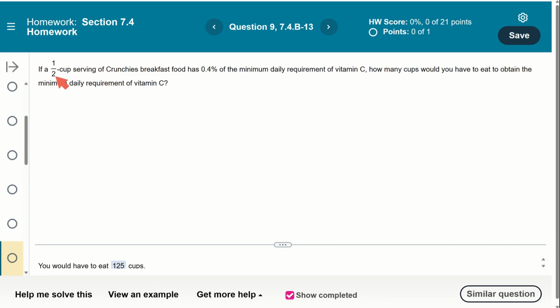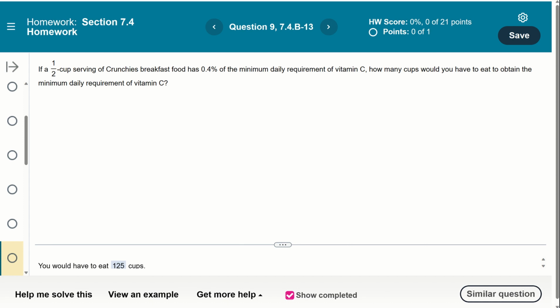All right, so here we have that a half cup serving of Crunchy's breakfast food has 0.4% of the minimum daily requirements of vitamin C. How many cups would you have to eat to obtain the minimum daily requirements of vitamin C? All right, so this is a very simple proportion problem. See if you can set it up before you continue. All right, so basically you have to understand that we're looking for the number of cups that would give us 100% instead of 0.4%, right, of the daily requirement. So we just set it up like this.